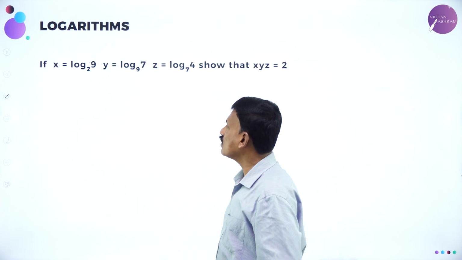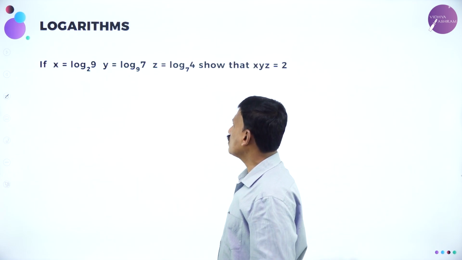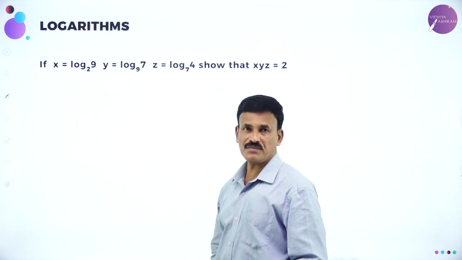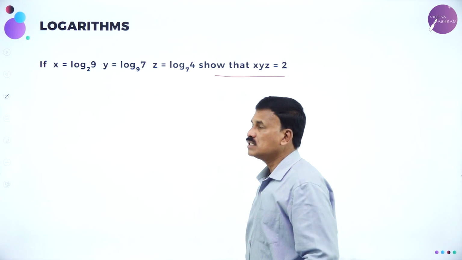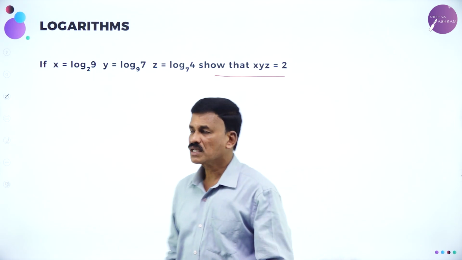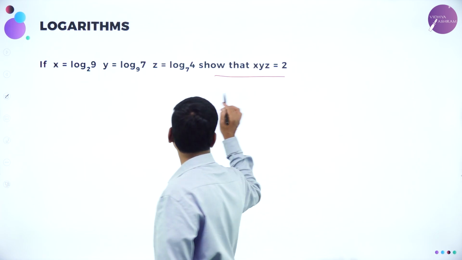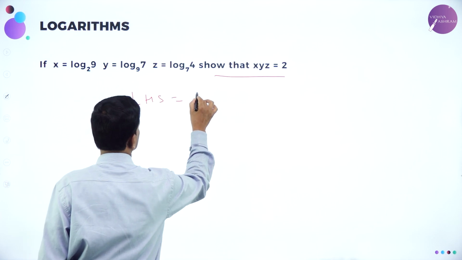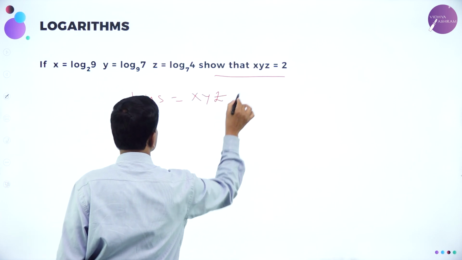If x is equal to log 9 to base 2, y is equal to log 7 to base 9, z is equal to log 4 to base 7, then show that x y z is equal to 2. Okay. Now let us take LHS. What is to prove? x y z is equal to 2. Let us take LHS. LHS is x into y into z.